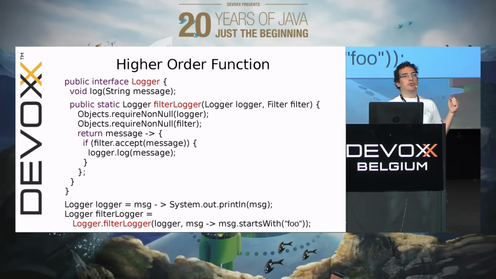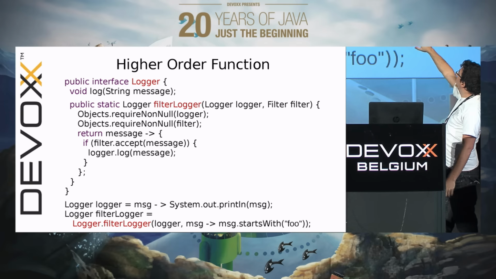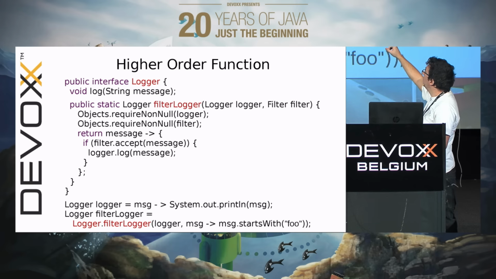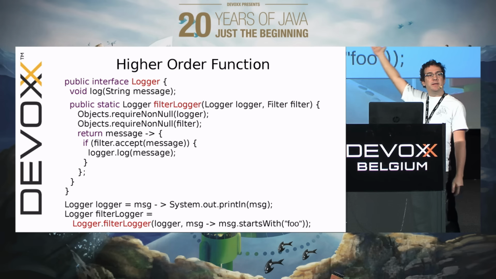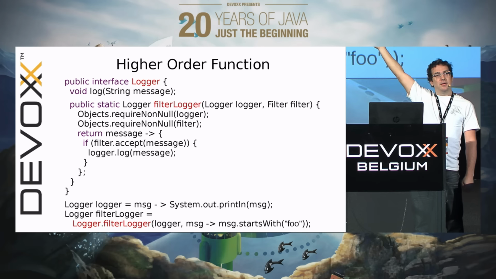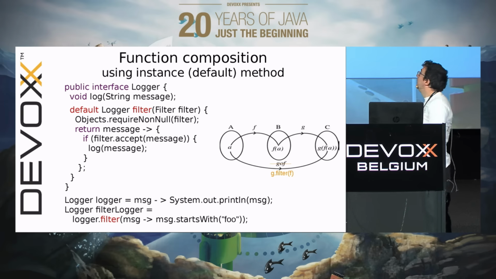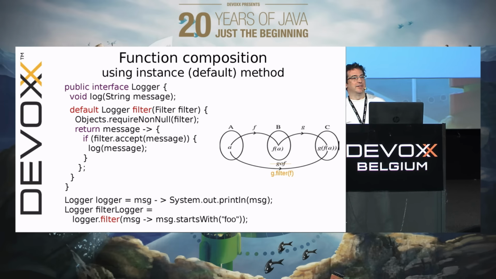So yes, it means that you can rewrite your Hello World using an interface, because you can put main now in an interface. Okay? But it's still something weird. If you take a look at the signature of the method, my filter logger is a static method that takes a logger. That smells. It should be an instance method, not a static method. Let's do that. This is how you can write it.